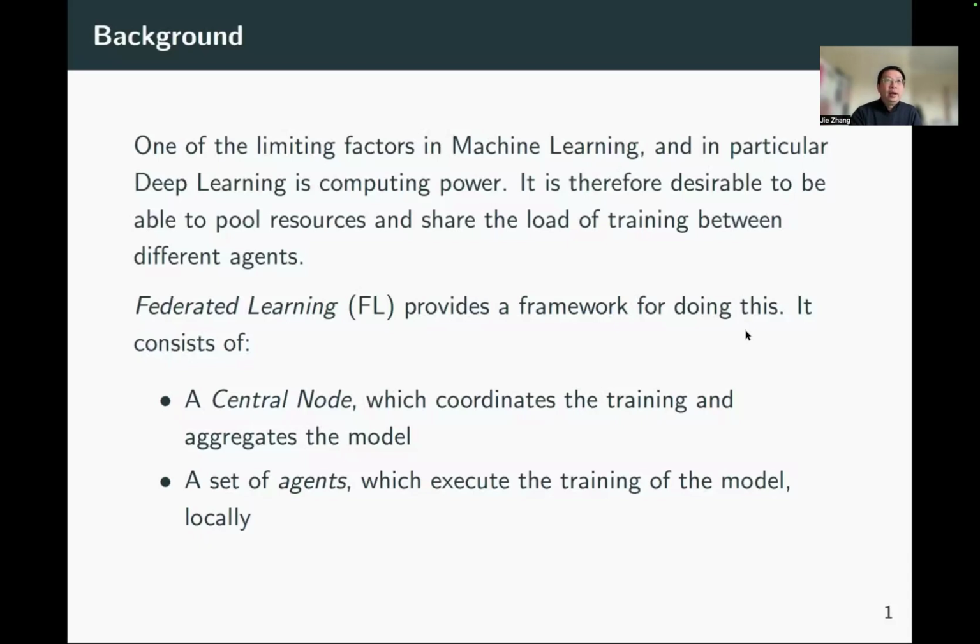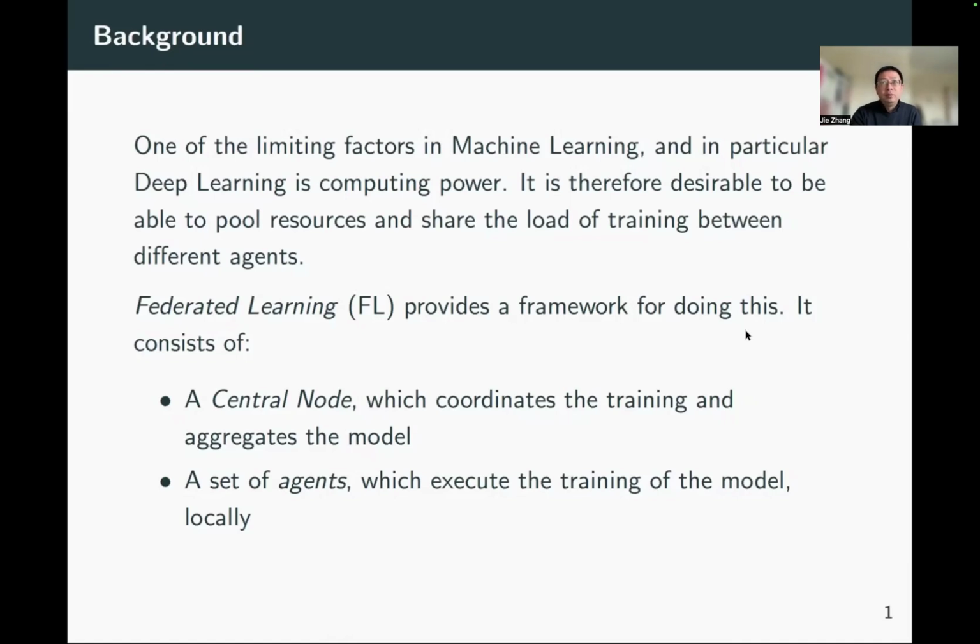As you will be well aware, in recent years, machine learning and in particular deep learning has been growing in popularity. And as it's growing in popularity, those models have only grown in size. With that increase in size, we need more training data and more computational resources to train those models. It's desirable that we would be able to pool our resources and share the load of training between distributed agents so that we can train those models faster and more easily.